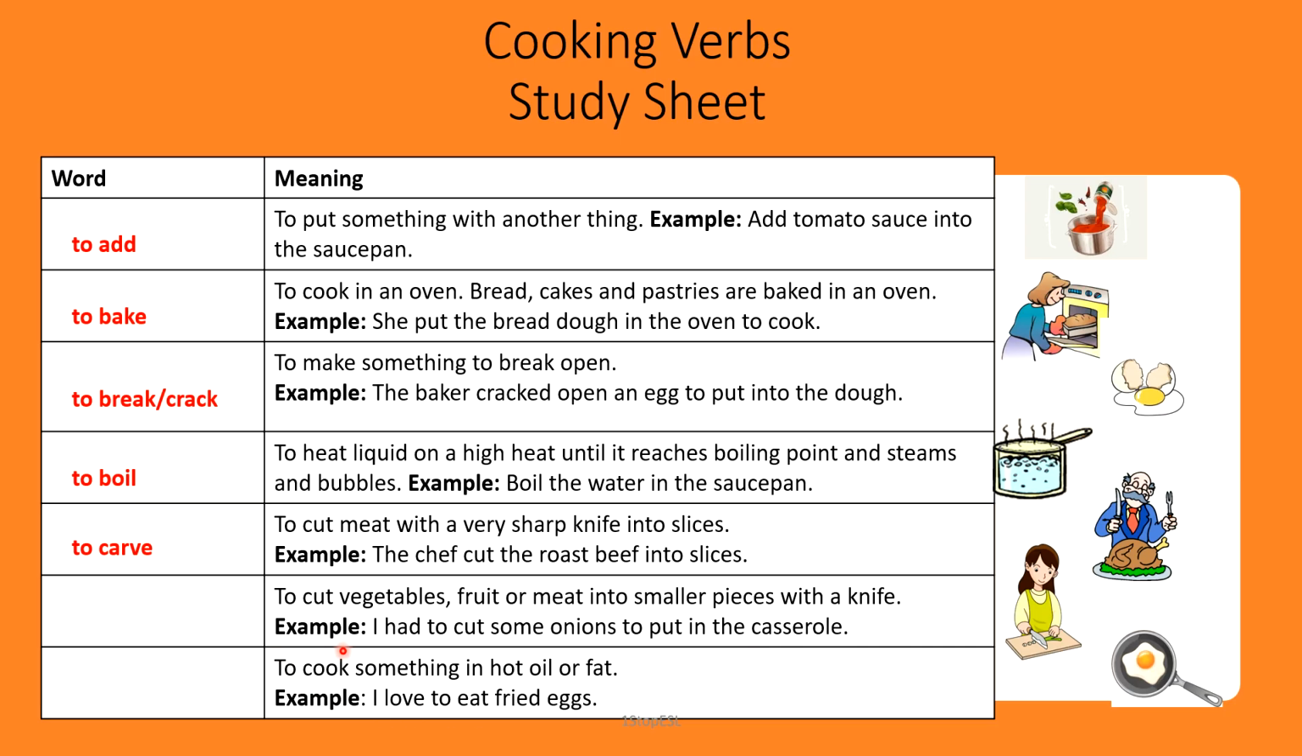Next one, to cut vegetables, fruit or meat into smaller pieces with a knife. Example, I had to cut some onions to put in the casserole. There's the picture. Next, to chop. To chop.